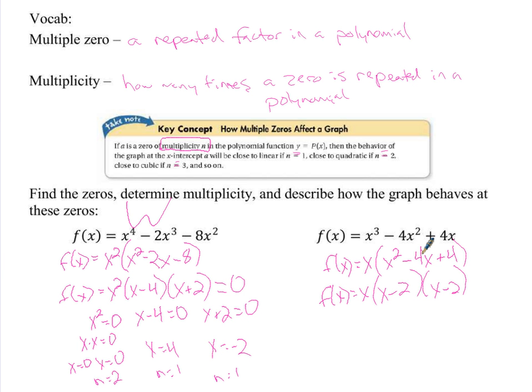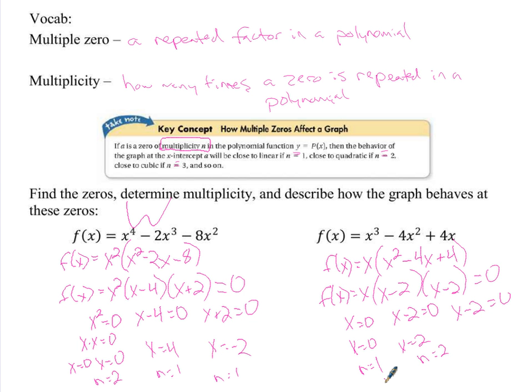Okay, now what? Set them equal to 0, and then use the zero product property. So I get x equals 0, I get x minus 2 equals 0, x minus 2 equals 0. So I get x equals 0, x equals 2, and x equals 2 again. I'm not going to rewrite it. Instead, I'm going to say that it has a multiplicity of 2, and on this x equals 0 has a multiplicity of 1.